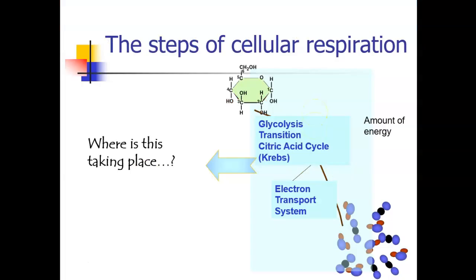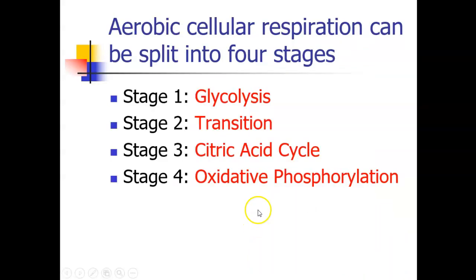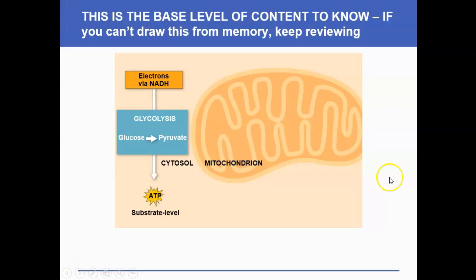What we're talking about for cellular respiration is the breakdown of glucose into carbon dioxide and water. And we're going to see that several steps occur. Those 4 steps are glycolysis, a transition, the citric acid cycle, and then oxidative phosphorylation. You need to understand these, and I'm going to spend the rest of this time going over this in depth, starting with the first step of glycolysis.